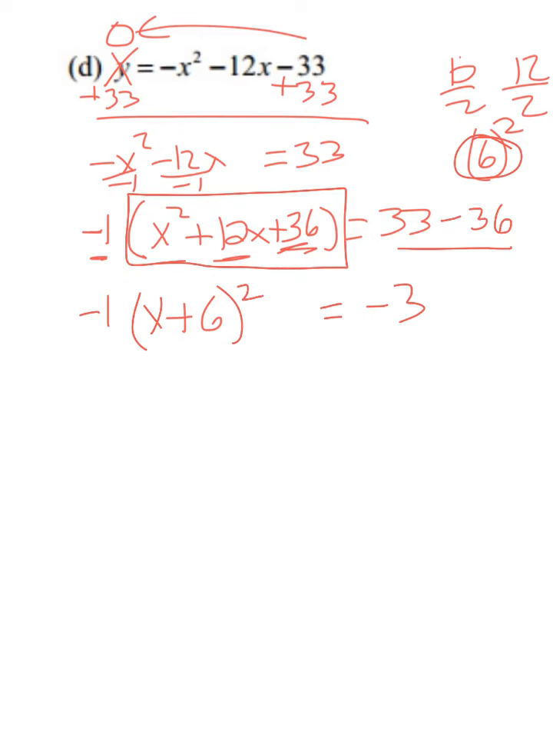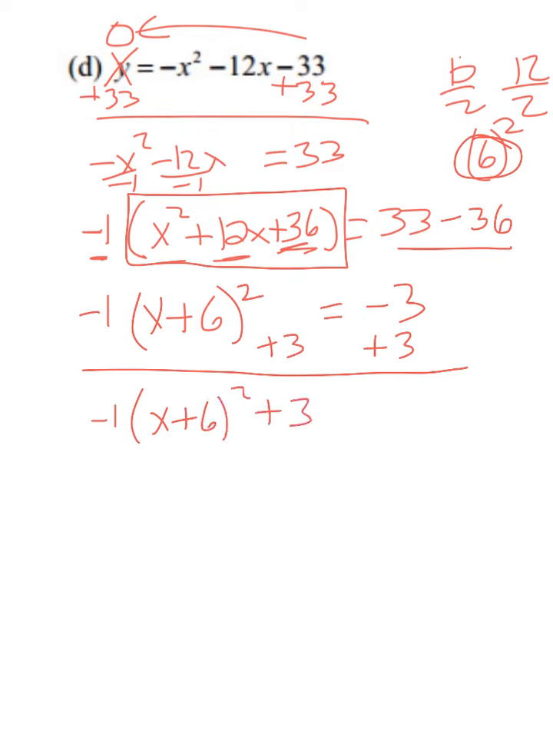However, once again, right now we're focusing on vertex. So if I want vertex form, I've got to get everything on one side. So we will bring the 3 back over. It's an extra step for now, but in the long run, we're much better off adding the same thing on both sides. So I've got a -1 times (x plus 6) squared plus 3 equals nothing. So once again, that's called vertex form.